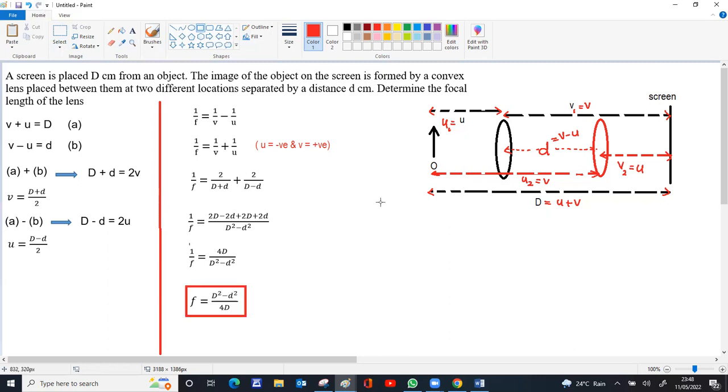That's the required expression. The important key point is, without changing the object and screen, a convex lens can form a clear image only when the u in the first case becomes v in the second case, and v in the first case becomes u in the second case. That's the key point.